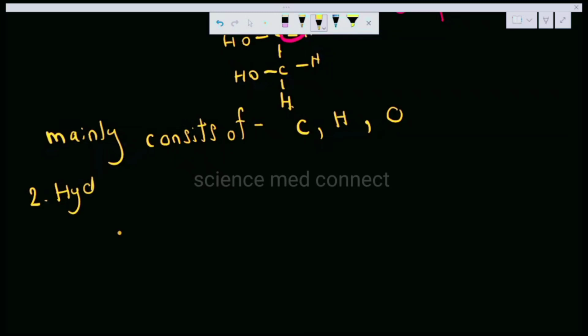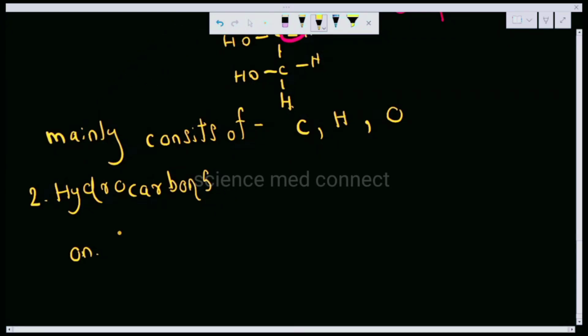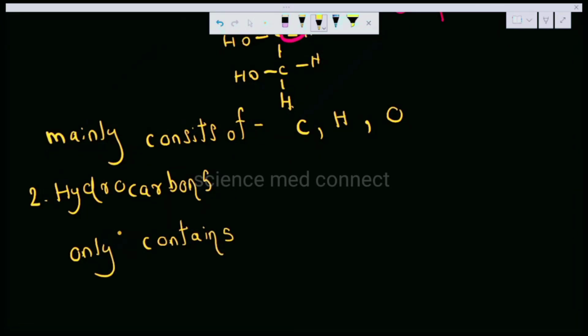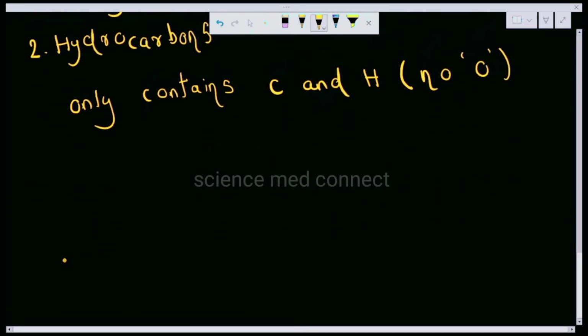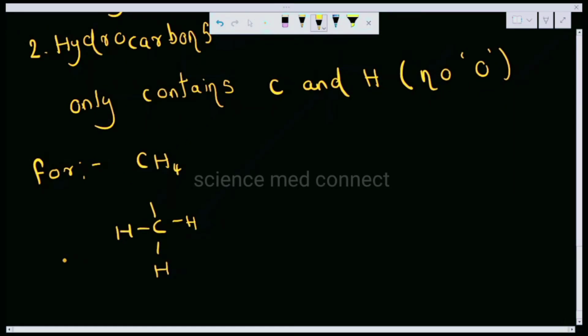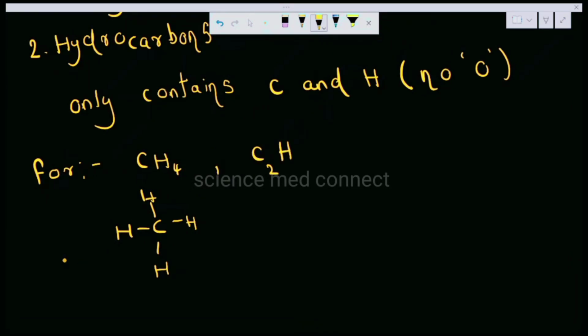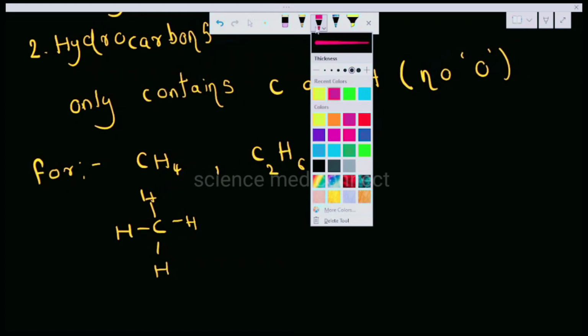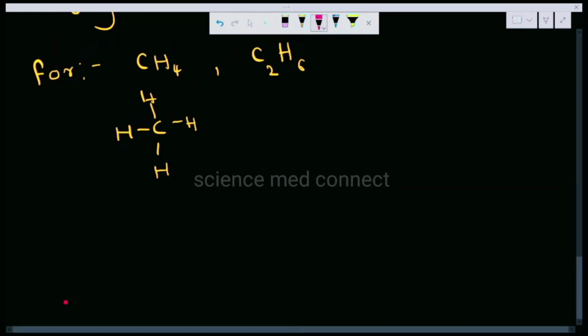Now let's talk about hydrocarbons. So what are hydrocarbons? Hydrocarbons are organic compounds that contain only carbon and hydrogen. Hydrocarbons don't contain oxygen. For example, let's see methane. This is the structure of methane, and another example is ethane. You can see methane and ethane only contain carbon and hydrogen.